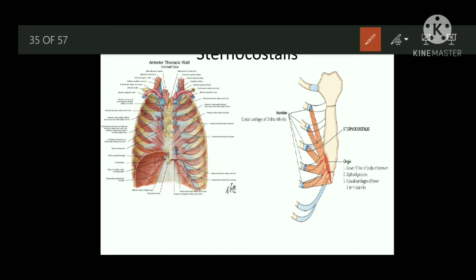Sternocostalis muscle is confined to the anterior part of upper intercostal spaces. These are the slips of the sternocostalis muscle. Origin from the lower one-third of the posterior surface of the body of the sternum, the posterior surface of the xiphoid process, and the posterior surface of the costal cartilage of the lower 3 or 4 true ribs. Then the fibers are directed upward and laterally, and insert into the costal cartilage of the 2nd to 6th rib.